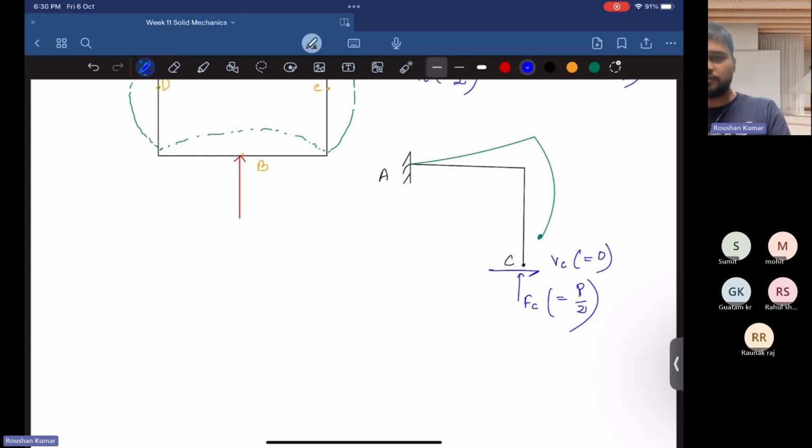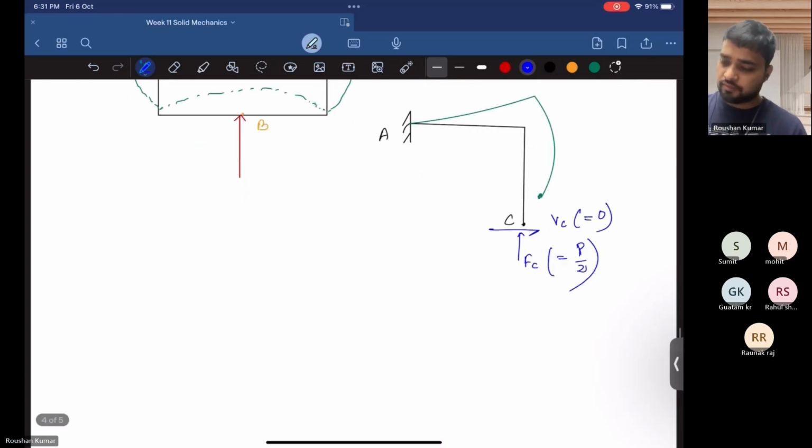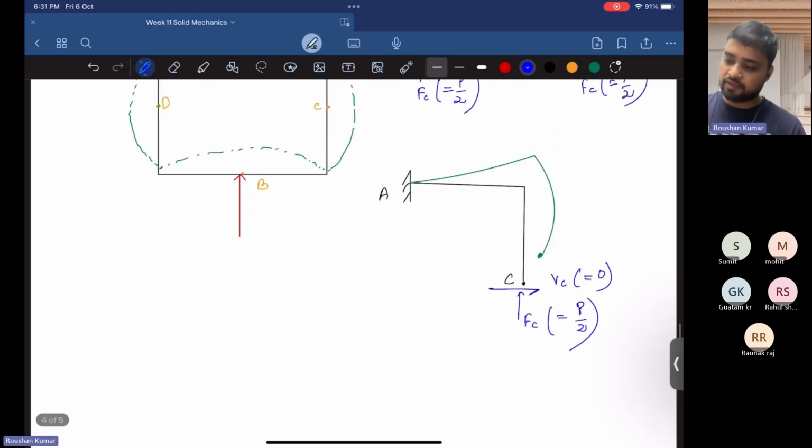Why? Because it's a dummy moment. We forcefully apply that moment, but actually it is not existing. That's why we have to keep it 0 at the final stage. So using that concept, we are going to solve this question. First, I will break this whole system into two parts.